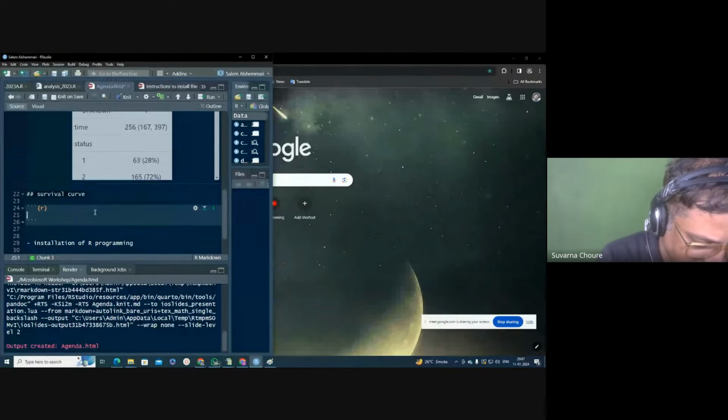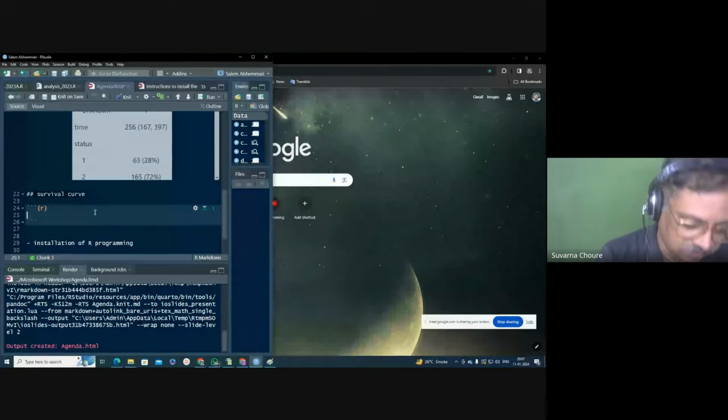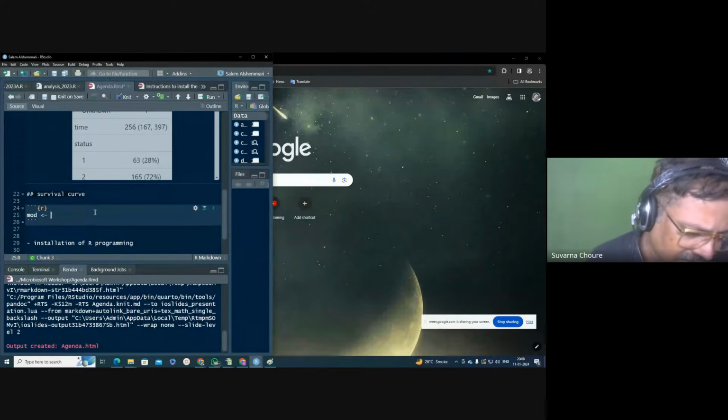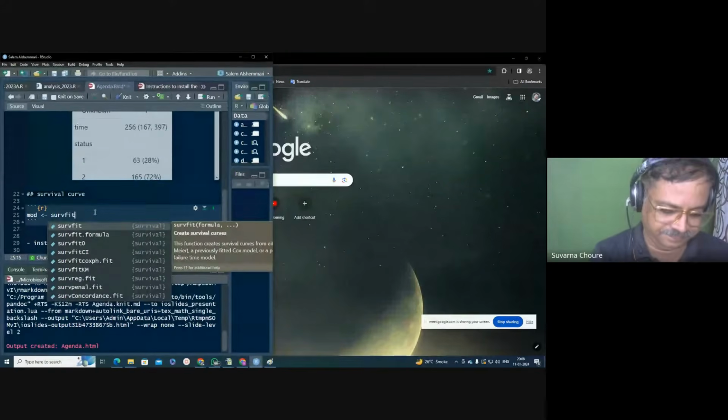I will just create the survival curve, and all this you will learn as we go further. That model I want to create now, in the model, I will use this survfit.